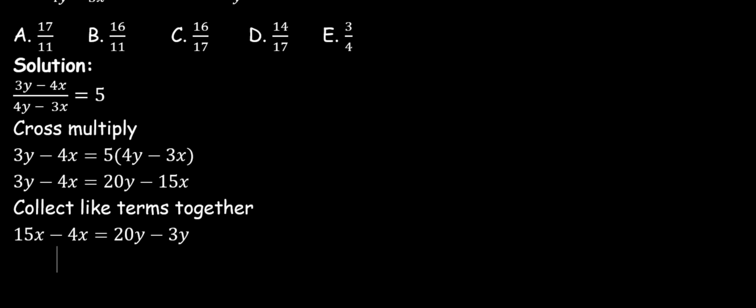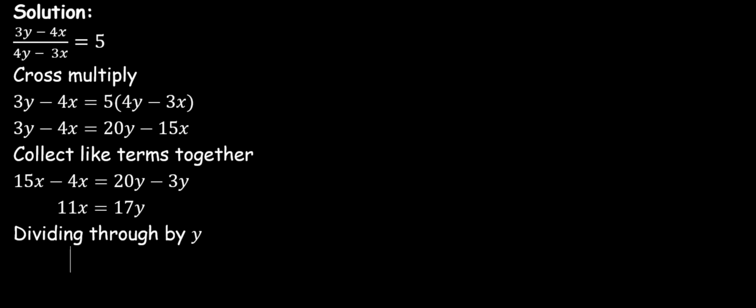Then dividing through by y, since the solution we are looking for is x divided by y. So divided through by y, we have 11x divided by y equals 17. Then we now divide through by 11. So x over y will be equal to 17 divided by 11.